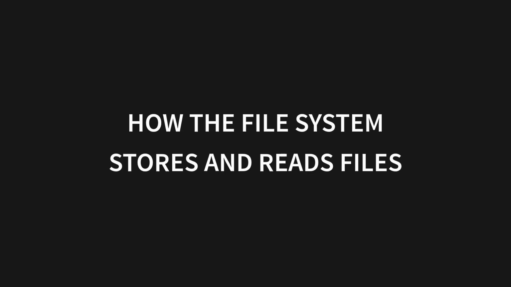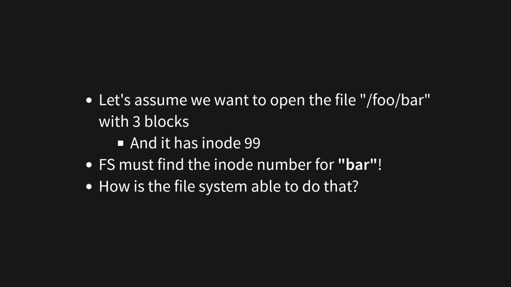Now that we covered the core data structures in a file system, it is crucial to ask how the file system stores and reads files. That is, what is the flow of operations that the file system takes to maybe write to a file, create a new file, or read a file into memory?